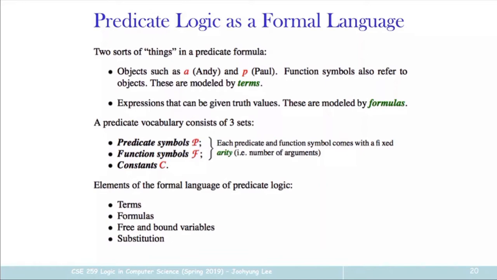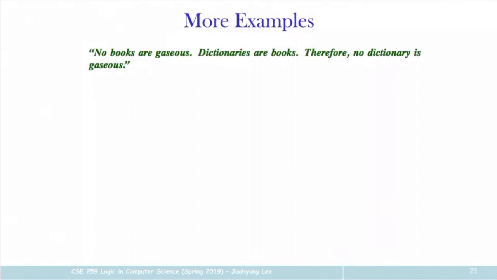All right. So we'll come back to these formal notions later, so let me skip this for now. Okay. So let's practice these examples. So no books are gaseous. Dictionaries are books. Therefore, no dictionaries are gaseous. Okay. So this is a simple inference problem. In order to represent this, we need a language. We need to denote this in first order logic symbols. So here, let's say B of X denotes that X is a book. G of X means that X is gaseous. And D of X means X is a dictionary. Okay? Now, the advantage here is you can take all the propositional connectives that you already know. You can use all of them, plus quantification.